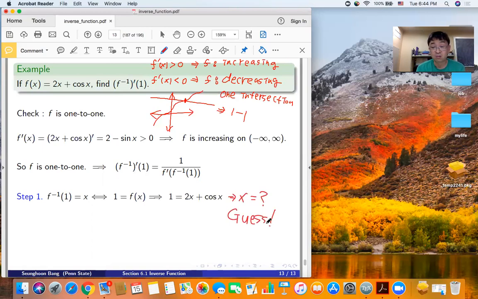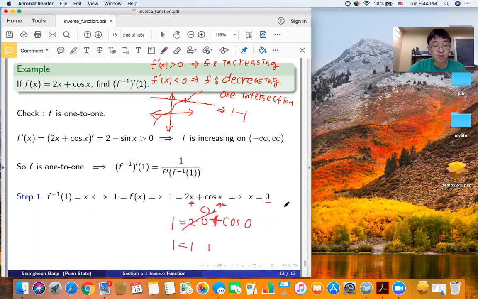Zero. Yeah, this is 0. Thank you, all of you. How can you know that? You plug 0 into x. So what happens? 1 equals 2 times 0 plus cosine of 0. So 2 times 0 is 0, cosine of 0 is 1. Yes, 1 equals 1. So x equals 0.